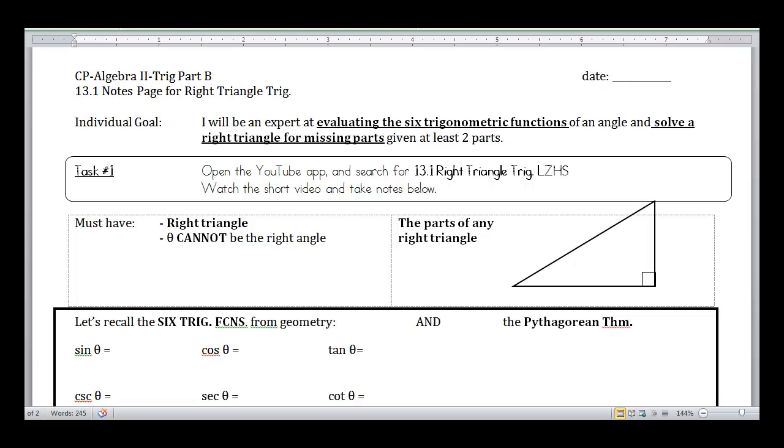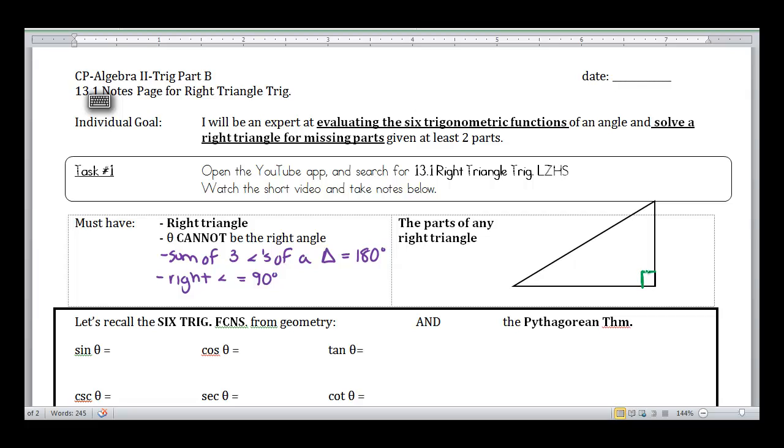So first, let's look at what we have to have in order to be able to use our trig functions. We have to have a right triangle. If we don't have a right angle, we can't do anything we're going to talk about in this video. Second, theta, the angle that we're solving for or using in our functions, cannot ever be the right angle. Theta must always be an acute angle. We also want to remember that the sum of 3 angles of a triangle is 180 degrees. You also want to remember that the right angle accounts for 90 degrees of that 180.